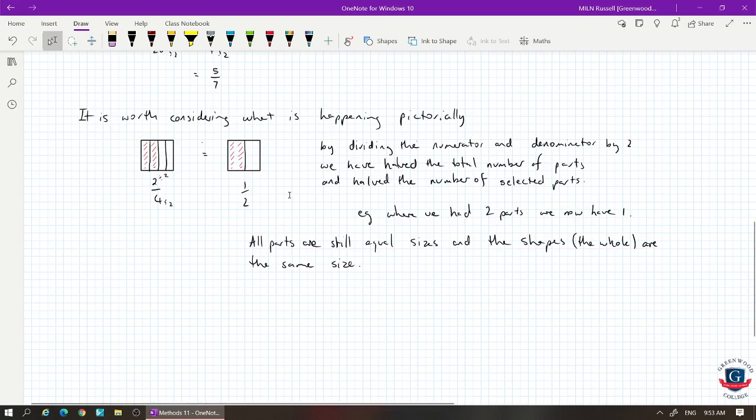In both cases, all parts are still the same size, so we can still name them as fractions, which is important. If we'd taken away parts and ended up with smaller parts and bigger parts, we wouldn't have been able to name it as a fraction when we were finished.